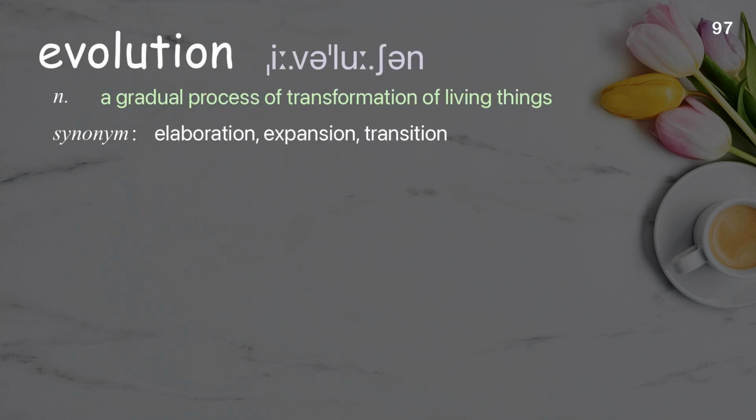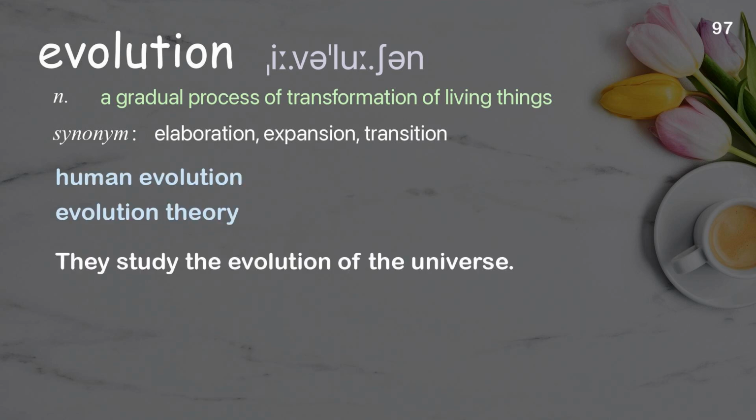Evolution: a gradual process of transformation of living things. Examples: human evolution. Evolution theory. They study the evolution of the universe.